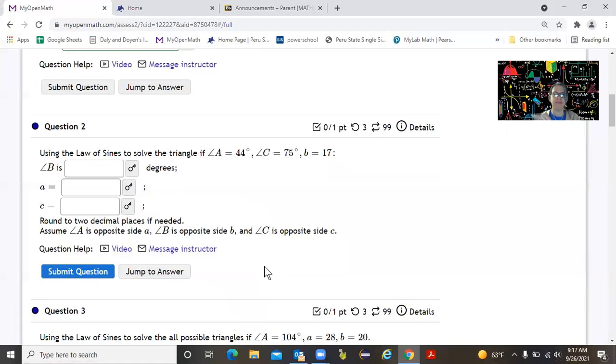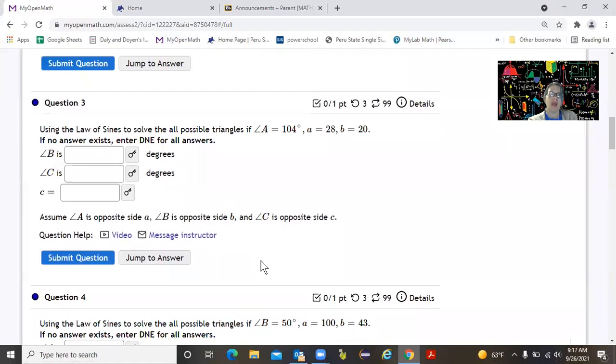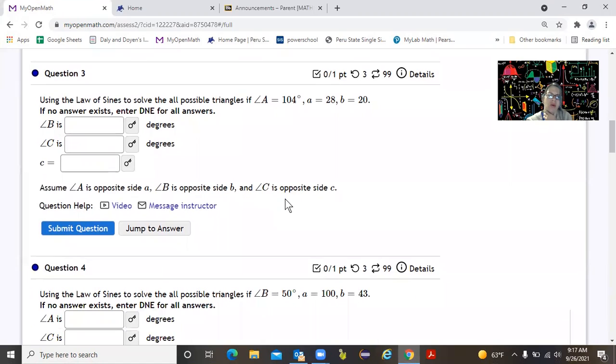All right, let's just keep going. So this one is very similar to the last one. A pair is given straight to you, which is kind of nice. And actually, in this one, we're going to have to find an angle first.